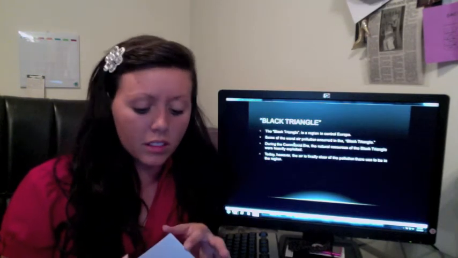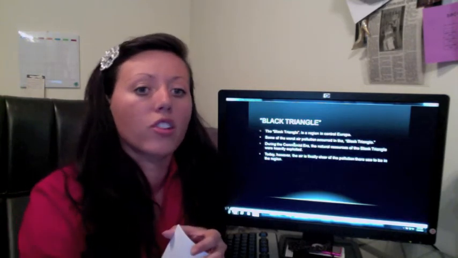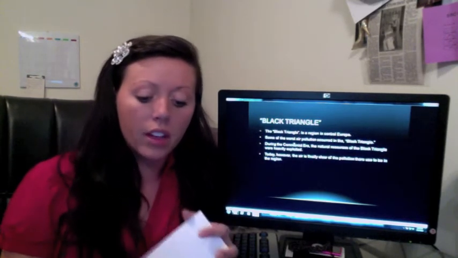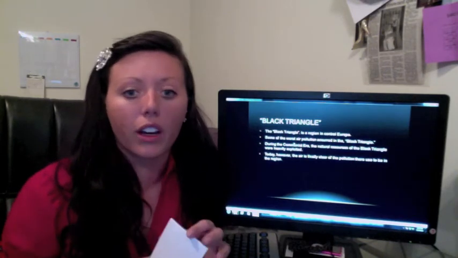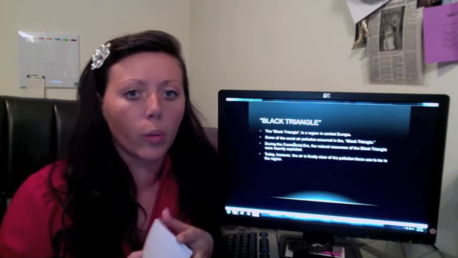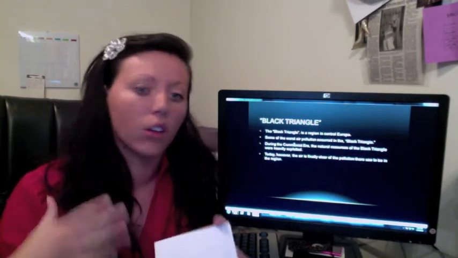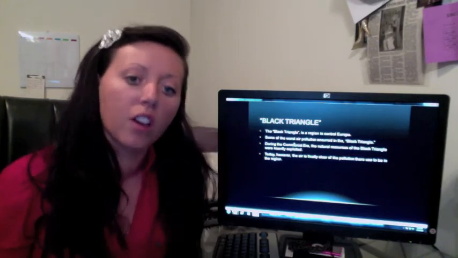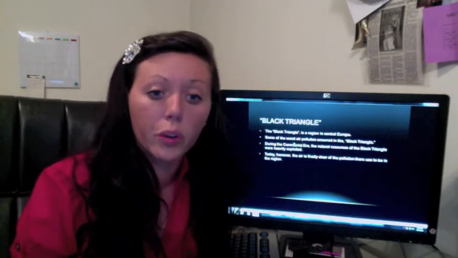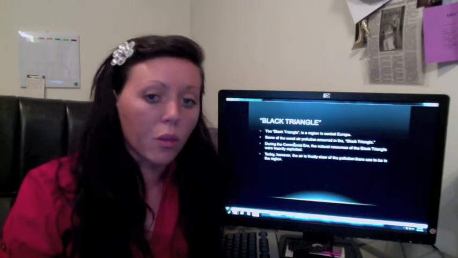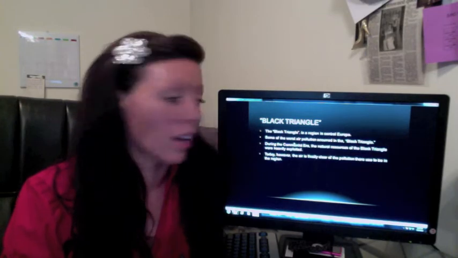Now I'd like to touch on the Black Triangle a little bit. This is something that was in our textbook that they really hit hard on with pollution, so this is a reason why I put this in my presentation. The Black Triangle is a region in Central Europe. Some of the worst air pollution occurred in the Black Triangle.